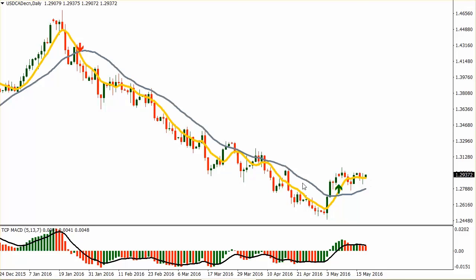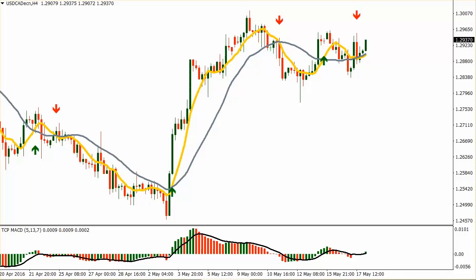It's not the most confidence inspiring move, because we're seeing this consolidation. But if we see an upward move on the histogram turning green, particularly if it's above the signal line, then we could get a nice move upward. So right now we can see on the 4-hour a nice profitable move there.